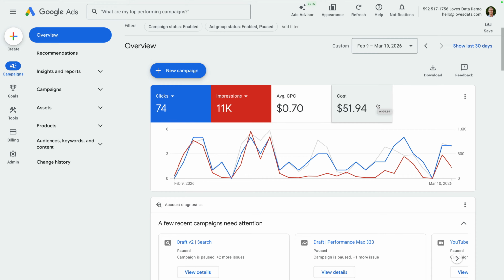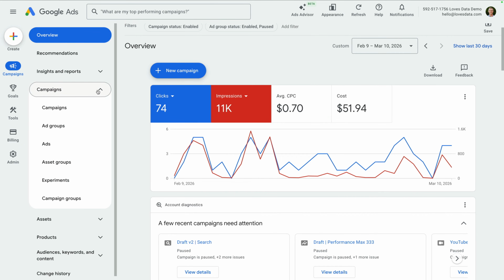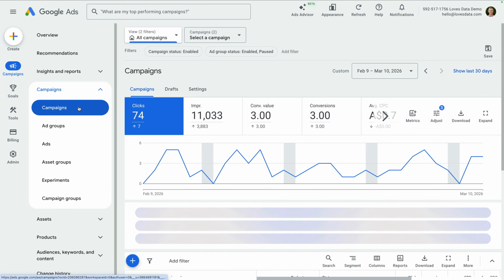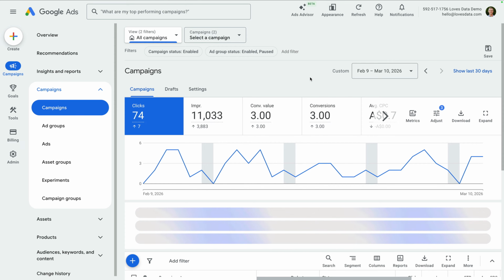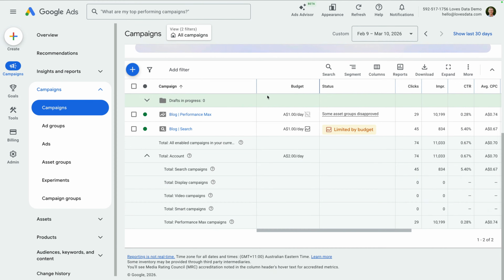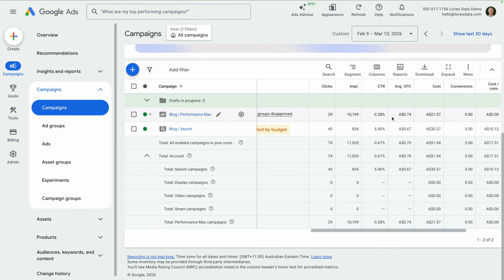If you're running multiple campaigns, then you can narrow this down by selecting Campaigns and then Campaigns. At the top, we can see some of the metrics repeated, and we can also see conversion value and conversions. And in the table, we can see all of our active campaigns along with metrics broken down for each campaign. Let's walk through some of the most important metrics.